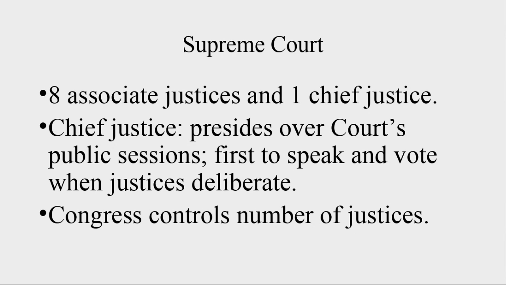The Chief Justice presides over the court's public sessions. He, current Chief Justice being John Roberts, is the first to speak and the first to vote when the justices deliberate. However, their vote does not count for more, and they have no more authority than the other justices during the deliberation. He can make an argument, but that doesn't mean the others have to fall in line.